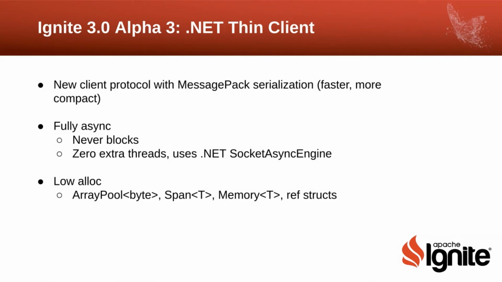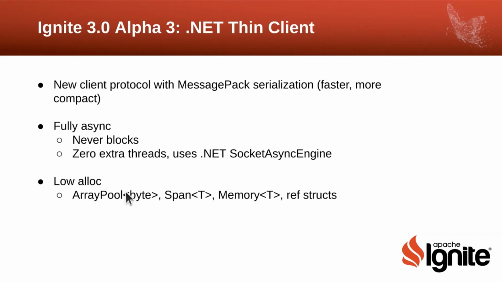Next, the .NET thin client is fully asynchronous. And we never block any threads. All network-bound calls are async. And we also decided not to include synchronous API at all, following the example of some system APIs like HTTP client. And the implementation doesn't start any new threads either. We rely on the socket async engine provided by the base class library.